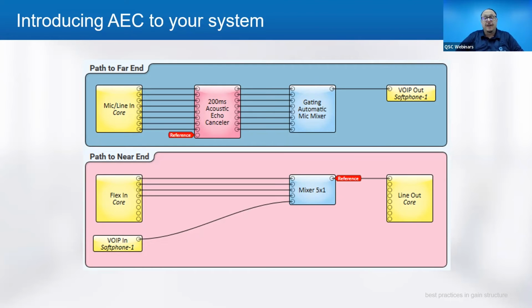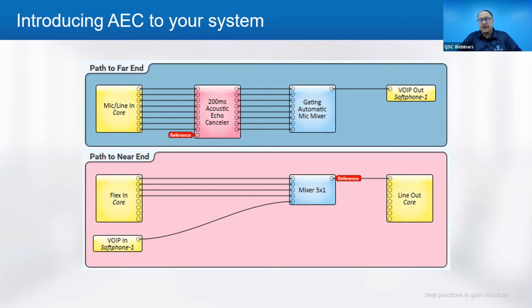The path to the near end, for when we're listening to the far end, is you bring the audio in from the VoIP or the USB or whatever the case might be. That'll run into your mixer, and then you'll go out to the loudspeakers in the room. You'll notice that the reference tap there is actually right before the output. So what you want to do is feed a reference back to the acoustic echo canceller that is whatever is coming out of the loudspeakers.